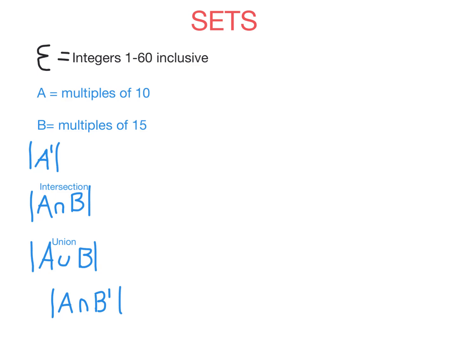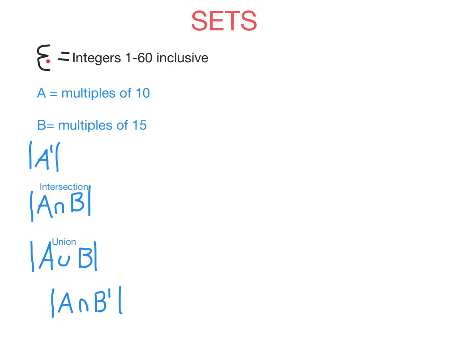Thank you so much for tuning into this video in which we will look at sets. So sets are just collections of objects. In our topic here of probability, we'll see them as collections of possible outcomes when we perform some random event.